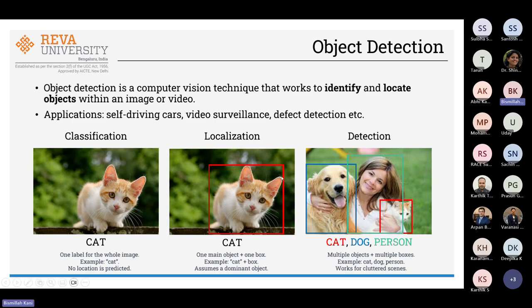In the middle, we say that there is a cat, but I also give you additional information about the location of the cat. And on the right, we say that there are different types of objects present in this image. I give you the location of these objects, and I also tell you what these objects are. So the blue box represents the dog, the green one represents the person, and the right one tells you where the cat is.